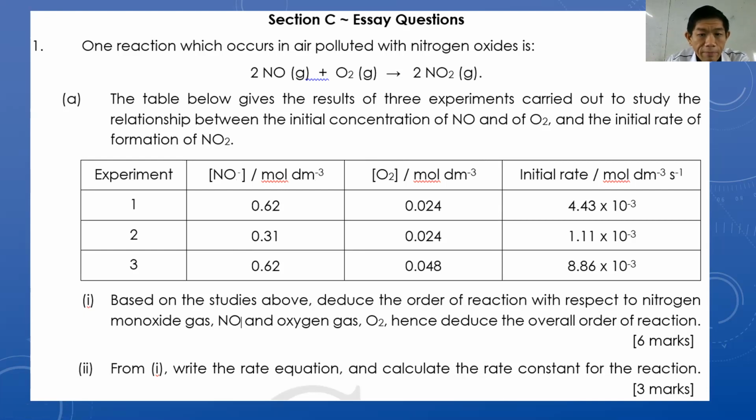Now, based on the study above, deduce the order of reaction with respect to nitrogen monoxide gas NO and oxygen gas O2, hence deduce the overall order of reaction, 6 marks. And from (i), write the rate equation and calculate the rate constant for the reaction, 3 marks. So I'm going to solve this.